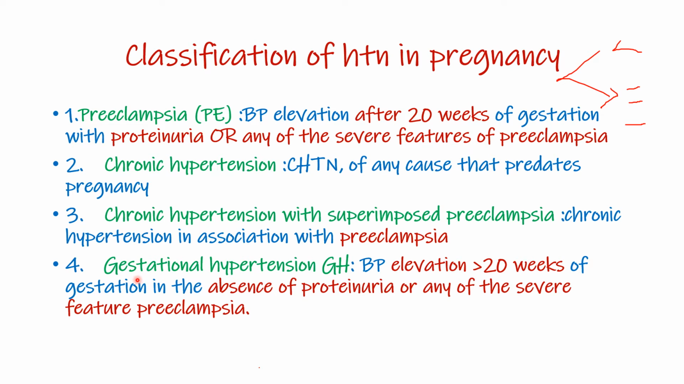Then we go to gestational hypertension, which we define as BP elevated greater than 20 weeks of gestation age. However, in this elevated BP, you have absence of proteinuria or any of the severe features of preeclampsia. And then the third one is chronic hypertension with superimposed preeclampsia, which is chronic hypertension, but we have association with preeclampsia. And what did we define preeclampsia as? It is when you have greater than 20 weeks, and it has to have proteinuria or severe features of preeclampsia.